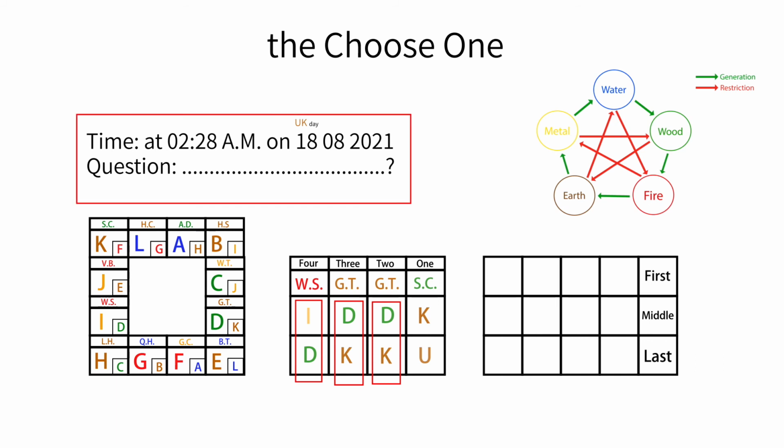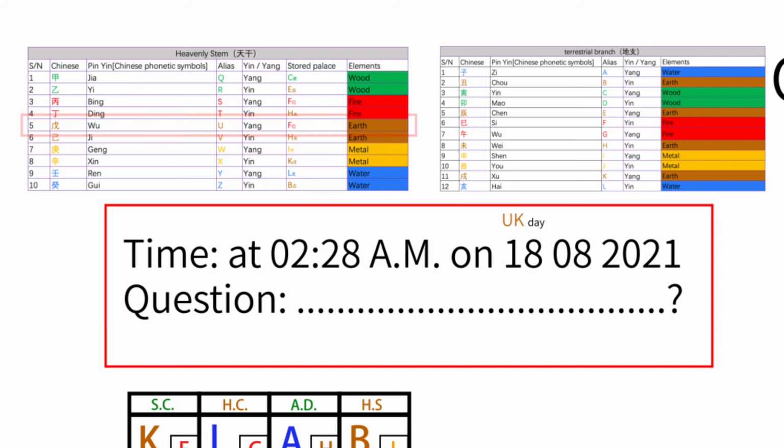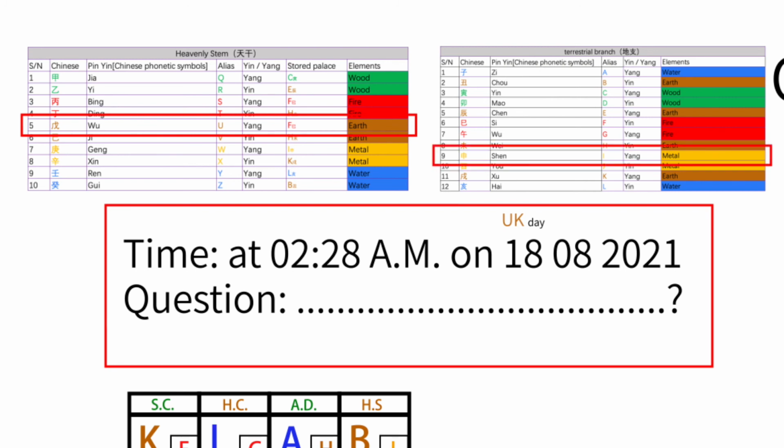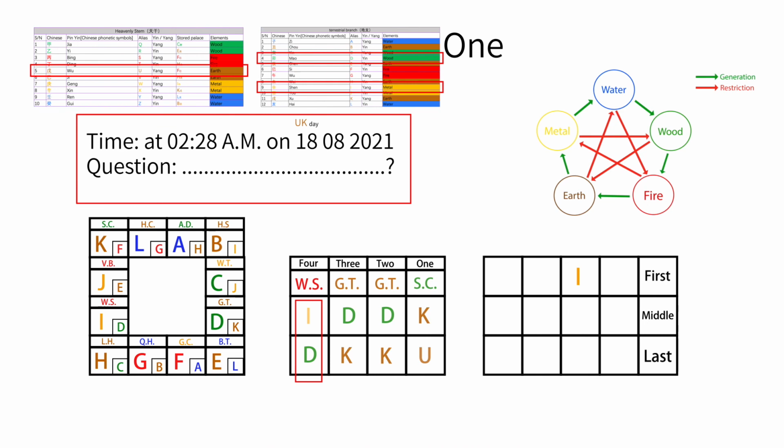We need to check what the heavenly stem of the name of this day is. It is Yu. Then we look at whether the attribute of Yu is yin or yang. It is yang. Then we look at what the attributes of the other two symbols are. One is yang, and the other is yin. Because the attributes of that symbol and Yu are both yang, we choose it as the first transmission of this lesson.